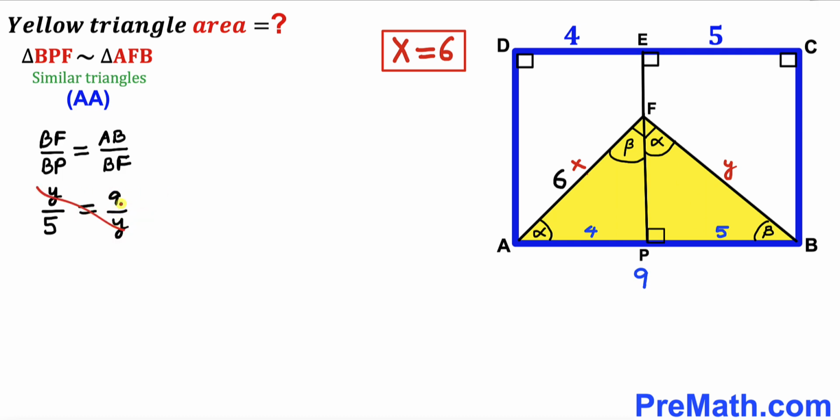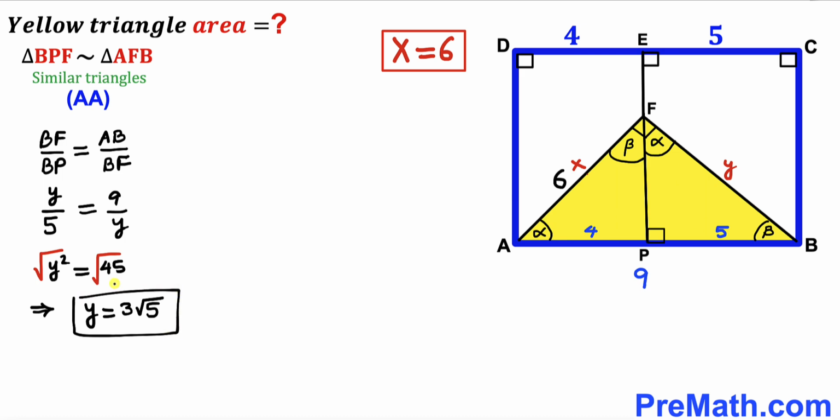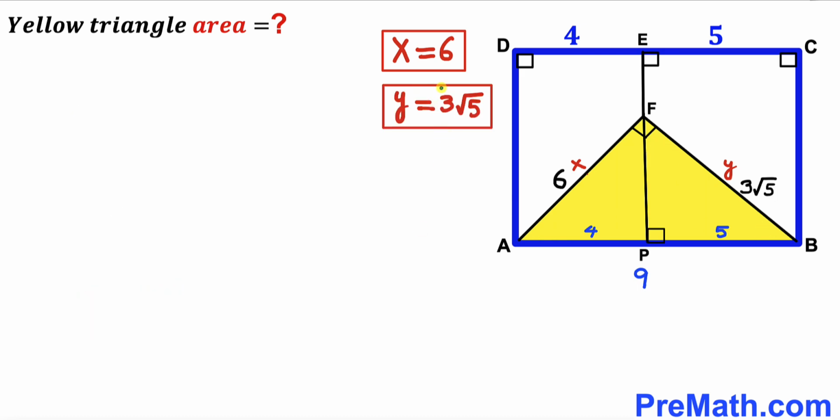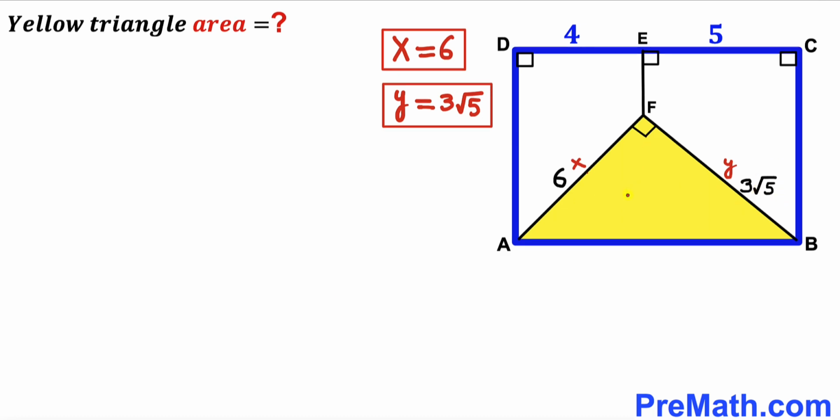We are going to cross multiply. So we have Y squared equals 45. I'm going to undo this square by taking the square root on both sides. So our Y value is going to be equal to 3 times the square root of 5 units. Thus our Y value turns out to be 3 times square root of 5, as you can see over here. And here's our final step.